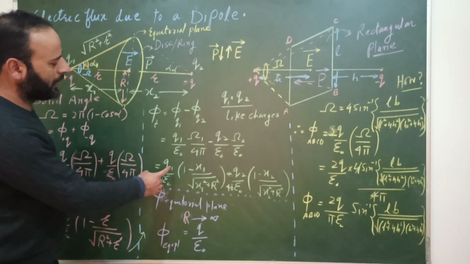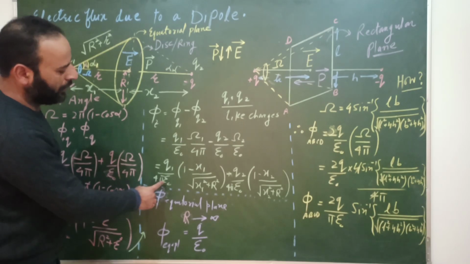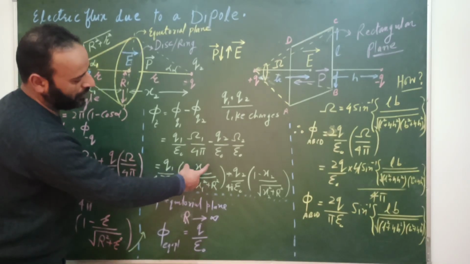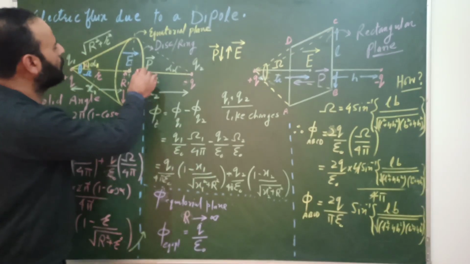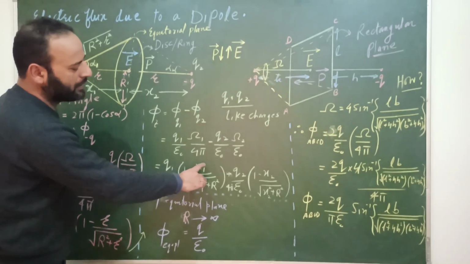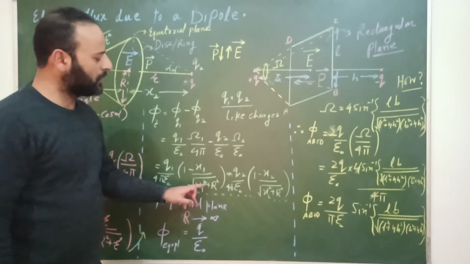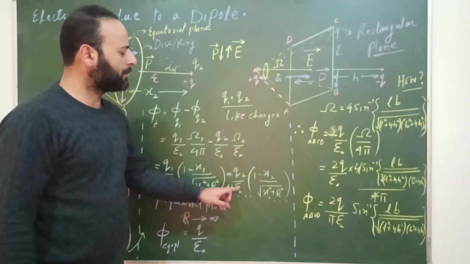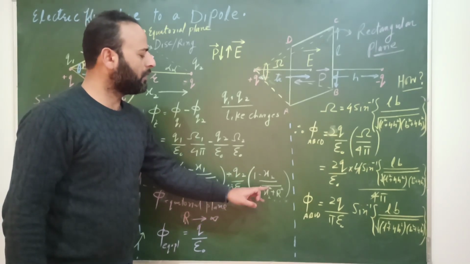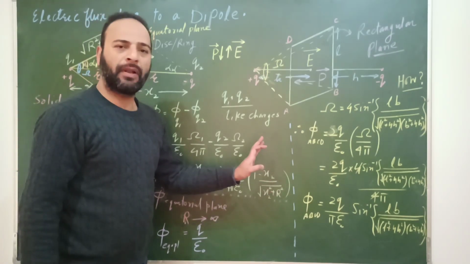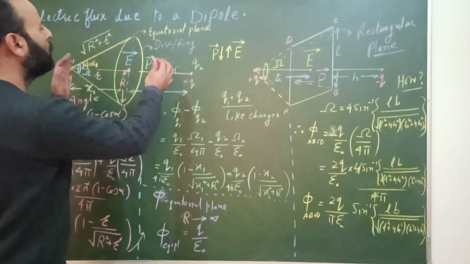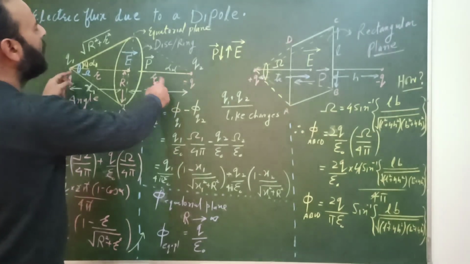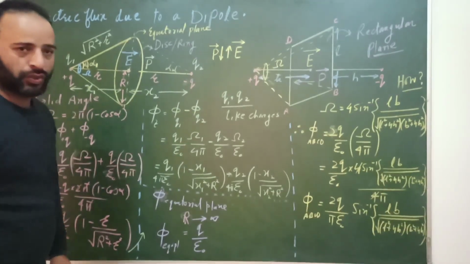So we can calculate it as Q1 divided by 4 pi epsilon naught, times 1 minus x1 divided by under root of x1 square plus r square, where this is cos of alpha 1. Then minus Q2 divided by 4 pi epsilon naught, times 1 minus x2 divided by under root of x2 square plus r square. So this is the flux due to the system of two charges on the axes of a disk or ring at distances x1 and x2.